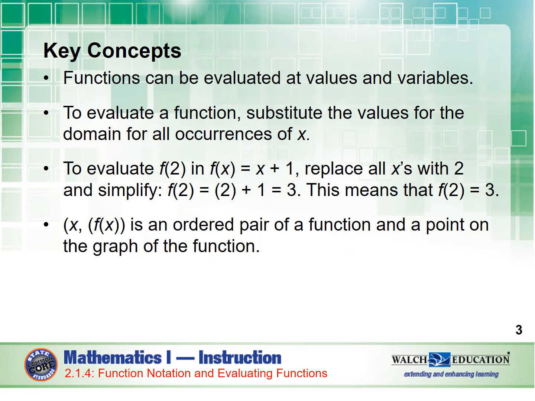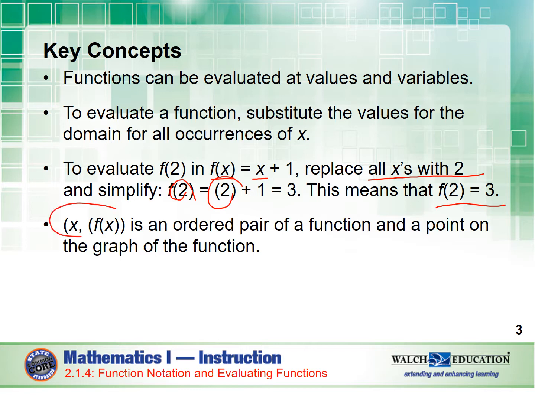Key concepts: functions can be evaluated at values and variables. To evaluate a function, substitute the values for the domain for the occurrences of x. That's what we just did in the last example. So to evaluate f of 2 in f of x equals x plus 1, you would replace all x's with 2. And you would simplify. So there was an x here and an x here. So we put a number 2 right here and a number 2 right here. So f of 2 equals 2 plus 1. 2 plus 1 is 3. So f of 2 equals 3.